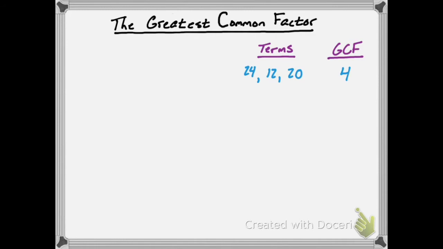Dealing with variables and powers, you're always going to choose the variable with the lowest power. So our greatest common factor is going to be y to the 5th, because all 3 of these terms have a y to the 5th in them.